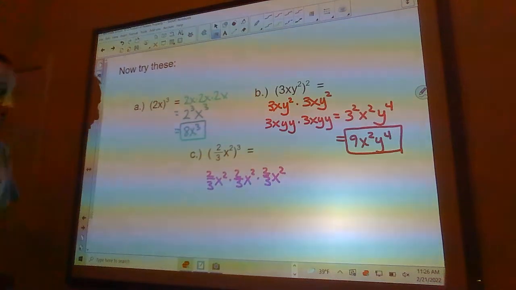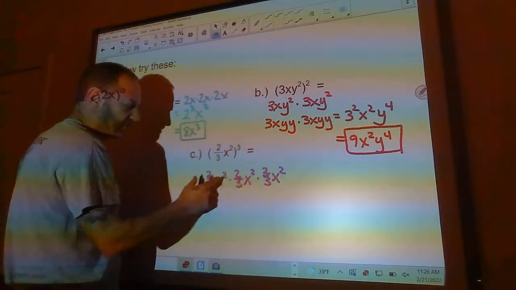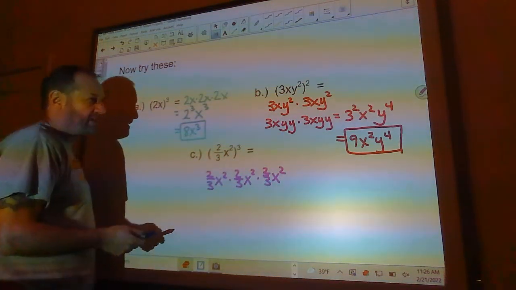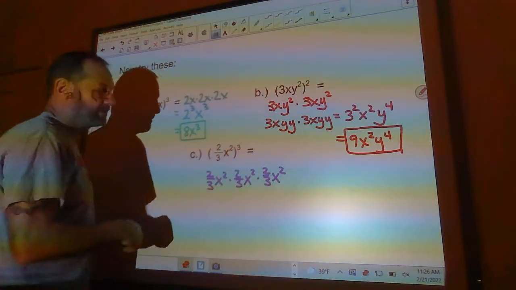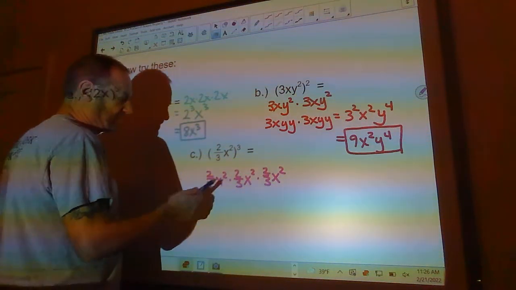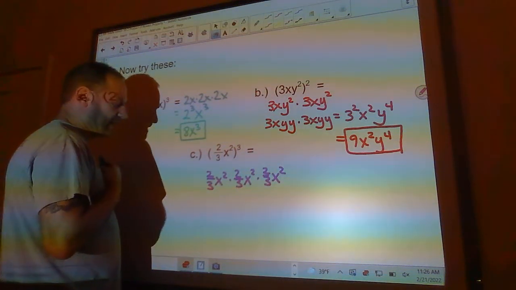If you get confused, you can always go back to the definition of exponents. This is the definition of exponents. I just write it out and what it really is. Now, obviously, if you've got 10th power or something, you probably don't want to do that. But on something like this, if you get confused, you can always go back and rewrite it like this and say, okay, what do I have here?